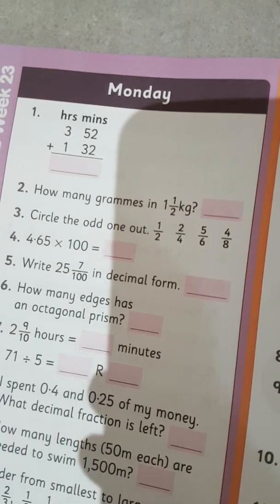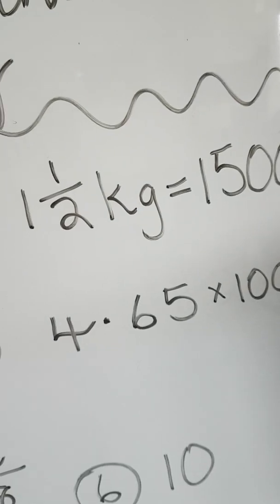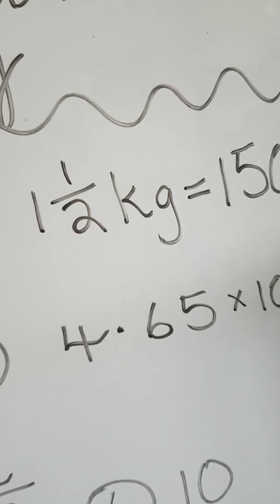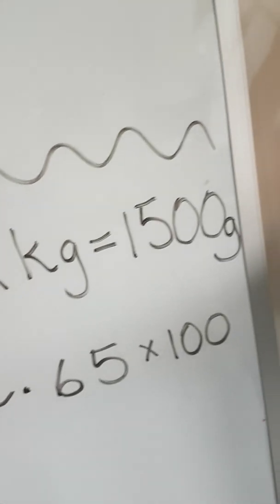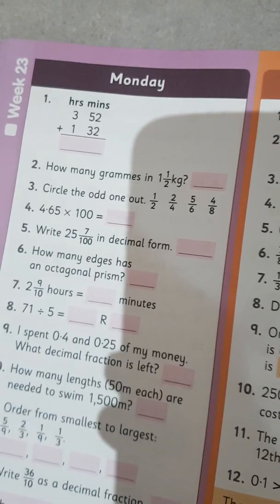Now question 2. How many grams in 1.5 kilograms? So we know there is 1,000 grams in a kilogram. So then half would be 500. So 1.5 would be 1,500 grams.